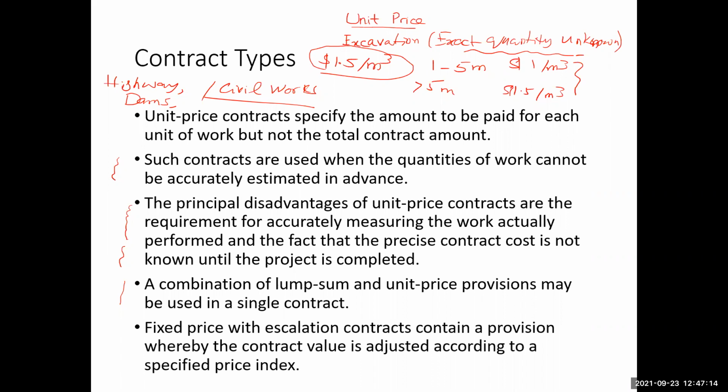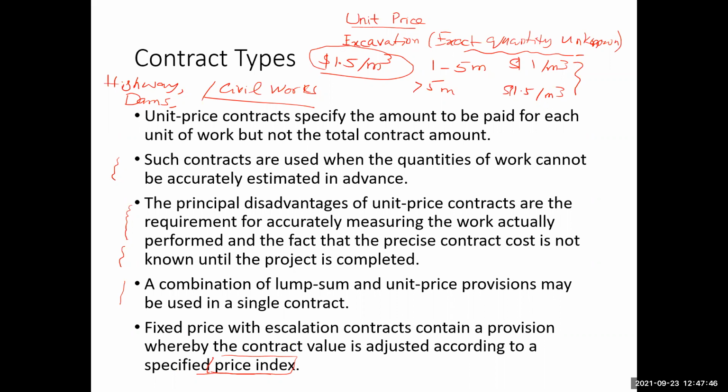Okay. The fixed price with escalation contracts. So this is what I described before. Fixed price with escalation contracts contain a provision whereby the contract value is adjusted according to a specified price index. So here we talk about the price index. What is a price index? A price index is an index which tells how the prices are changing with respect to time.